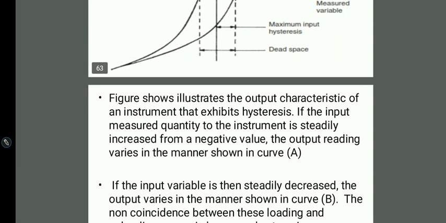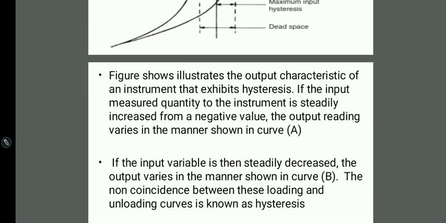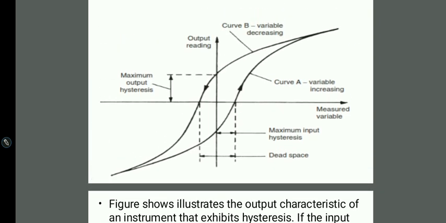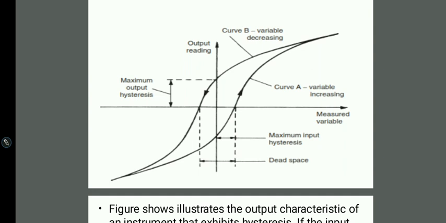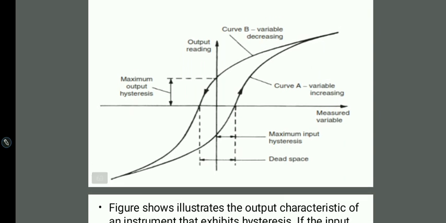If the input variable is then steadily decreased, the output varies in a manner as shown in curve B. The non-coincidence between these loading and unloading curves is known as hysteresis. Now we have increased the input and reached the end of curve A. Then we decrease the input, and we will see that instead of following curve A, the output follows curve B. So curve B and curve A are some space apart. That is the phenomenon called hysteresis.